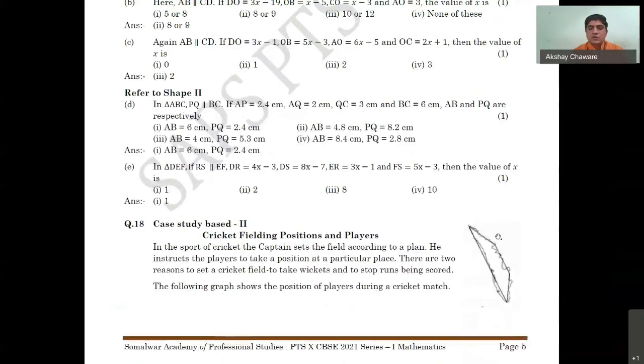Okay. Now this figure is for case study 1. By mistake it got printed here, so just ignore it.